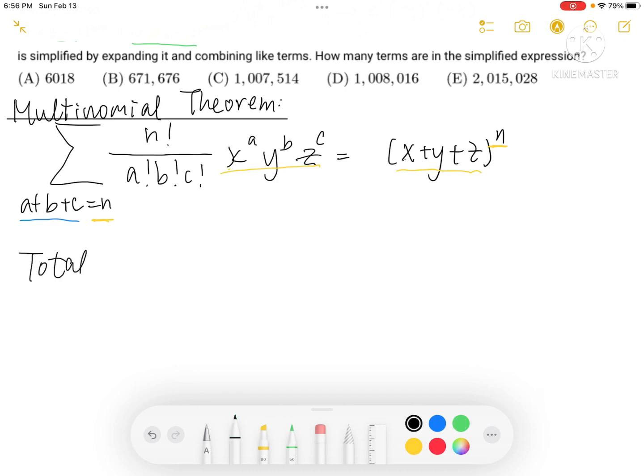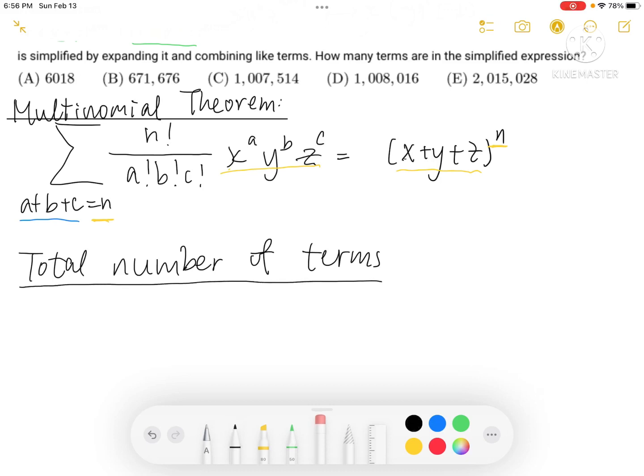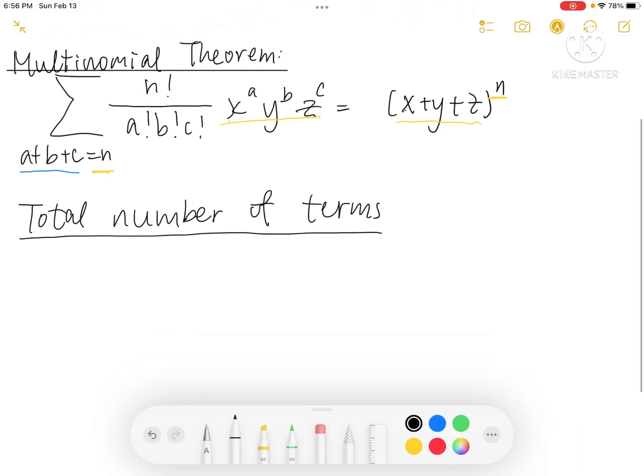First of all, let's find the total number of terms before cancellation. If we want to find the total number of terms before cancellation, we can apply the stars and bars theorem, because it's a very straightforward way to find the combinations, and because we know that there can be two numbers with the same exponent, or some numbers can have an exponent of 0. So we need to use the second stars and bars formula.